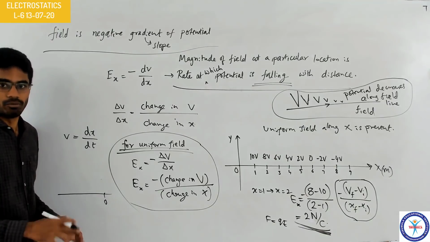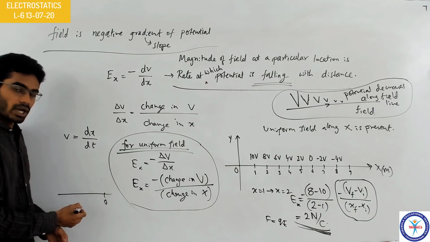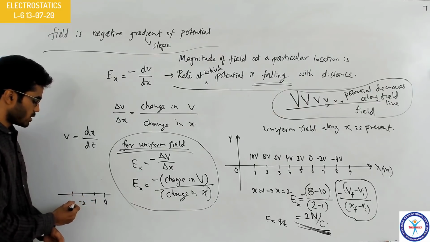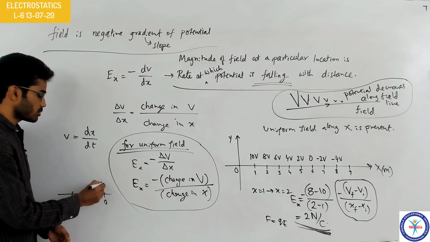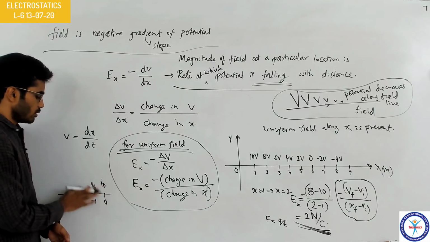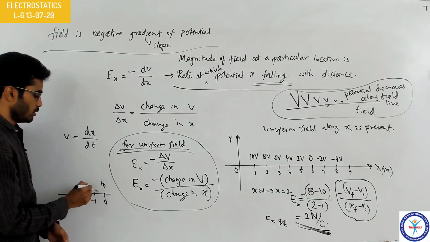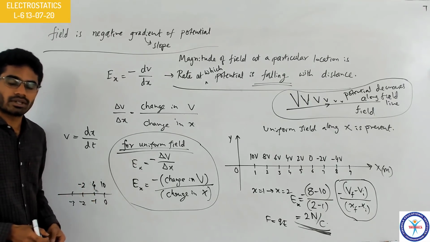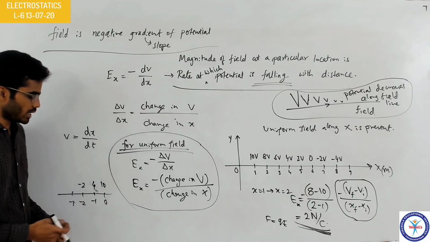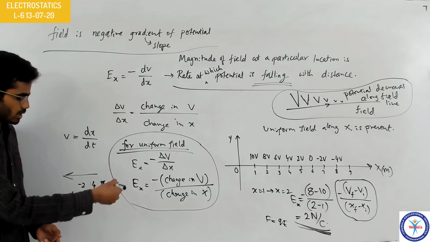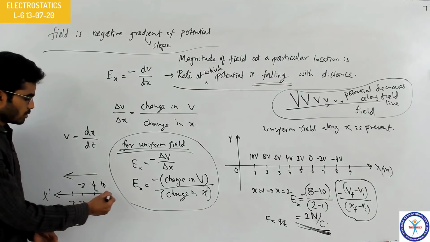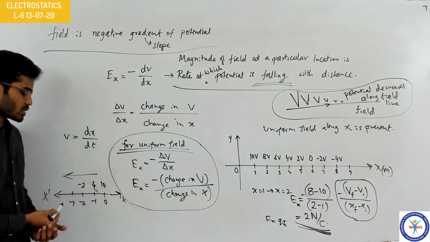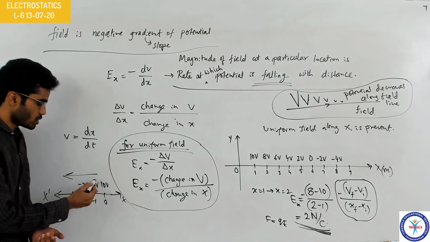If there is a uniform field along x axis and now you have this information, -1, -2, -3, and you observe the potentials are 10, 4, -2, so on, right? Now in which direction is the potential decreasing? In this direction, negative x direction, right? This is positive x, this is negative x. Now in negative x direction, you see that the potential is decreasing, 10 volts, 4 volts, -2 volts.